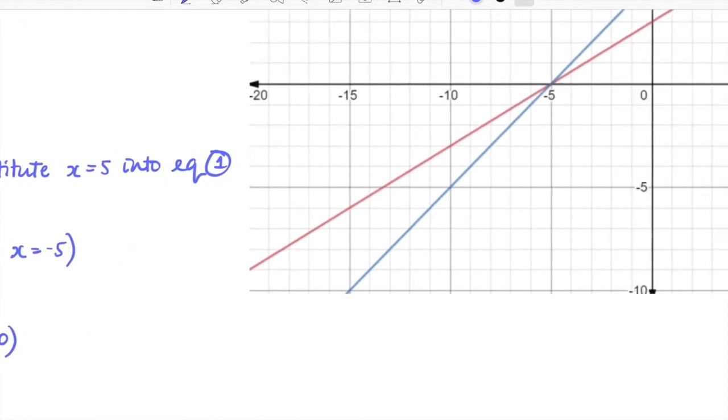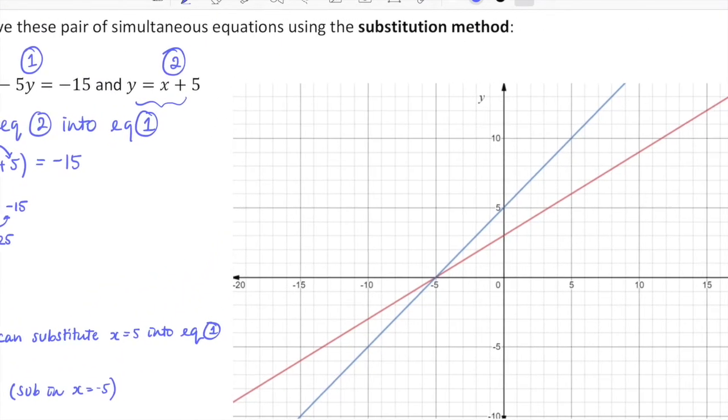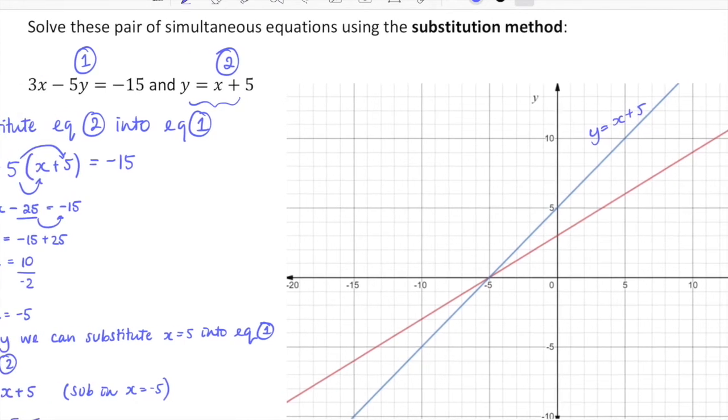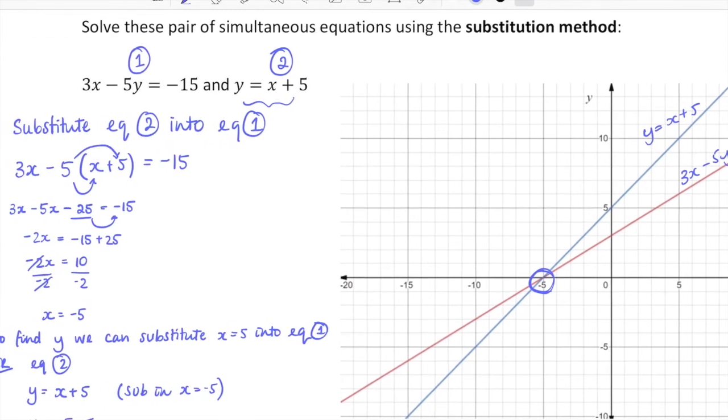Now, what I did was graph both equations on Desmos. What you can see here is that the blue line is y equals x plus 5, and the red line is 3x minus 5y equals negative 15. And you can see that where these two graphs meet is exactly what we just calculated. It's when x is equal to negative 5 and y is equal to 0. So that is our point of intersection.